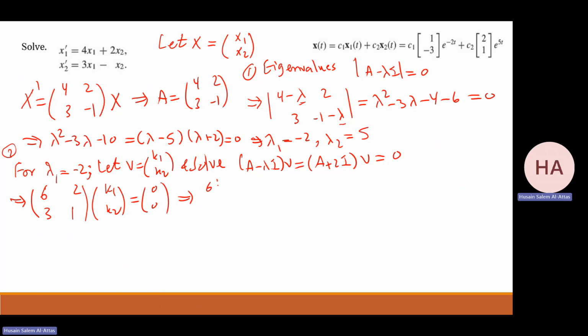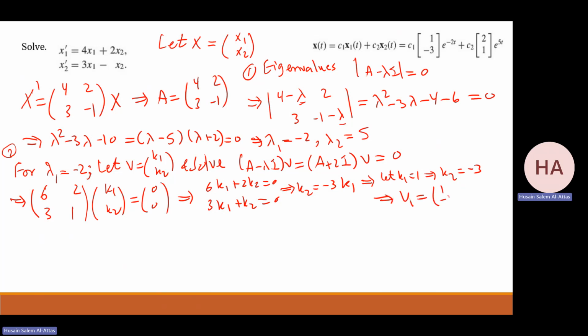So I have two equations. These two equations should be the same: 3k1 plus k2. Very clear. If I multiply the second one by 2, I get the first one. So I have k2 equals minus 3k1. That implies, if we let k1 equal 1, we get k2 equal minus 3. So my V1 will be 1, minus 3. That will be my eigenvector. Now for lambda 2 equals what?